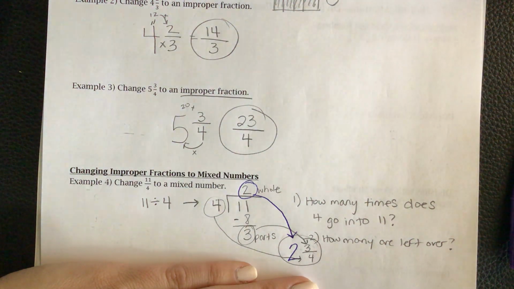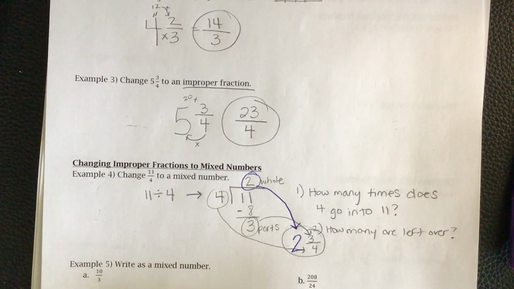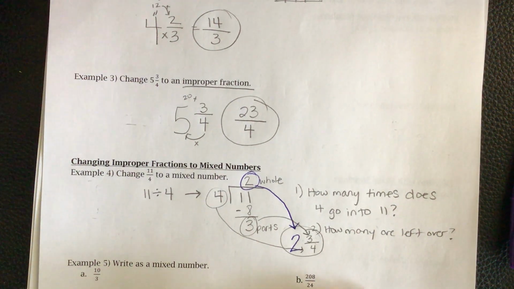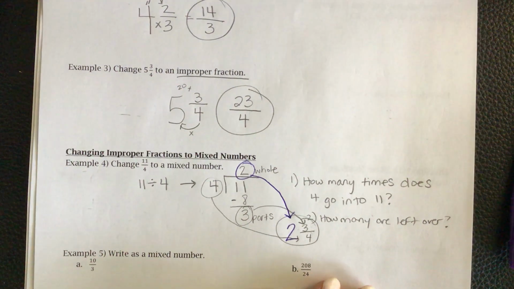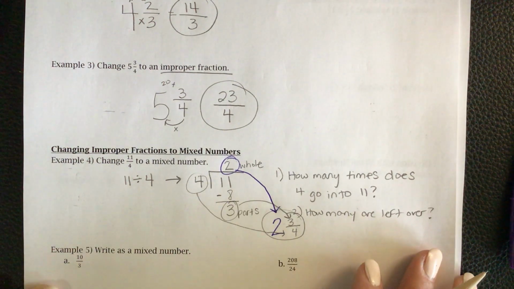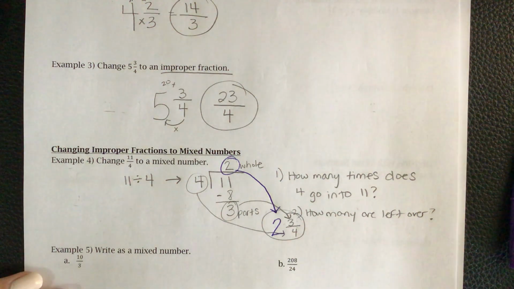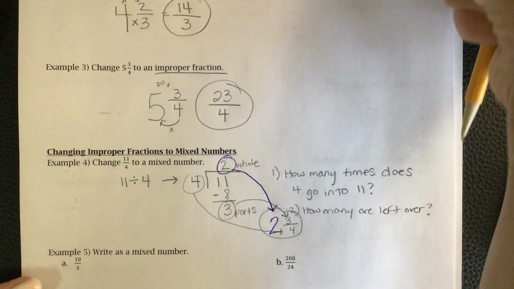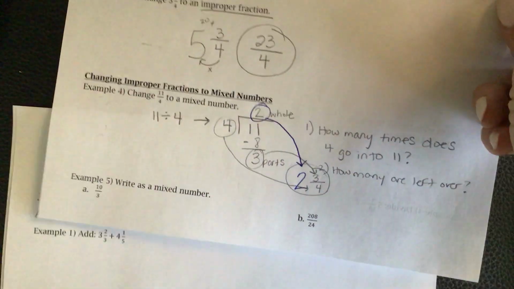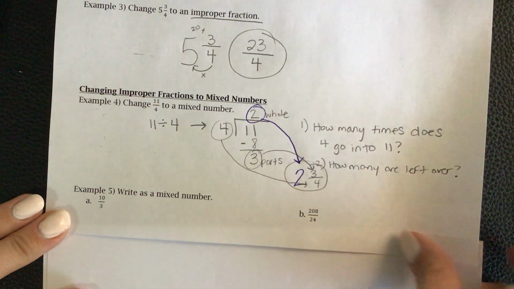What I realized just now is that at the bottom of my page, I have 2 more examples, but they may be on your next page, so you might need a little bit more space to work with them. So let's try the next 2. We have 10/3. I'm going to give us a little bit more space here.